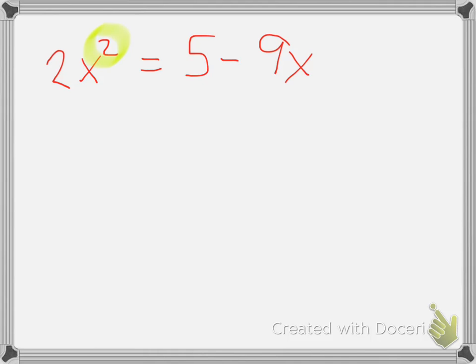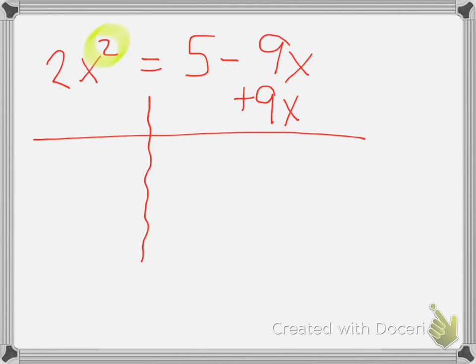So I'm going to move everything over to the left. Remember, this is the middle of your equation. I'm going to take the 9x and move it over. I could have started with the 5. It doesn't matter. Okay.